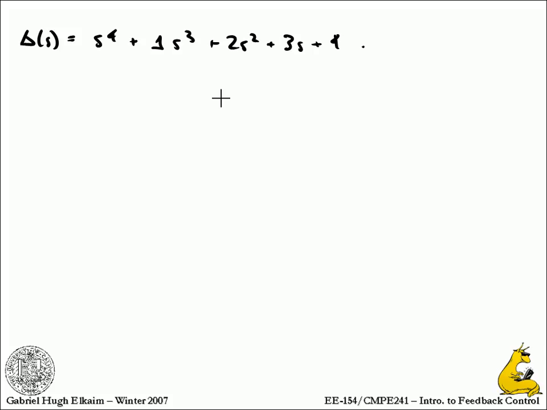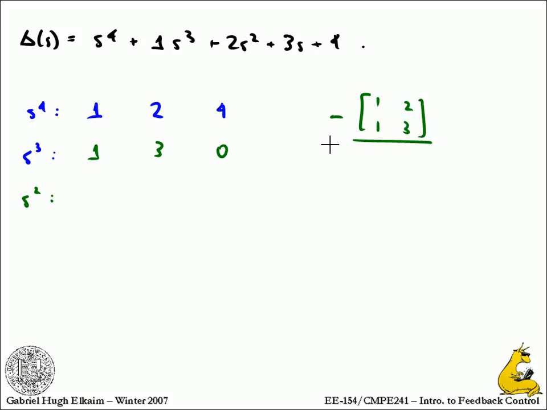Okay, so now I'm going to write this out. The first row, for s to the 4th, is going to be 1, 2, 4, for the last one. The next row, the s cubed row, is going to look like 1, 3, and 0. There is no other one there. So for the s squared row, I'm going to take minus the determinant of [1, 1; 2, 3] divided by 1. 3 minus 2 is 1, so minus 1.